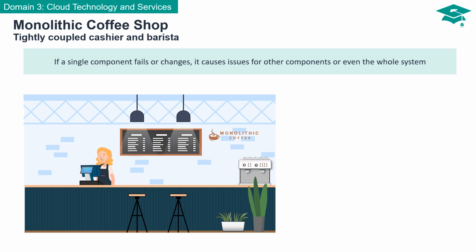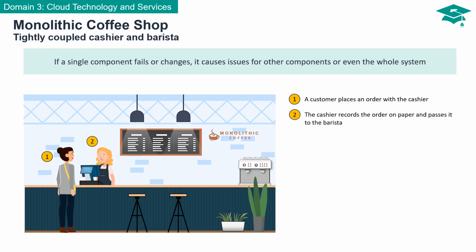It's essential to recognize that this tight coupling has its challenges. Let me explain with the same scenario. A customer walks into our monolithic coffee shop and places an order with the cashier. The cashier takes note of the order and records it on a piece of paper. The cashier then passes that paper with the order details to the barista, whose role is to prepare the coffee.